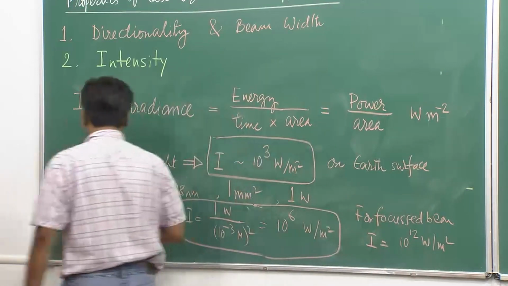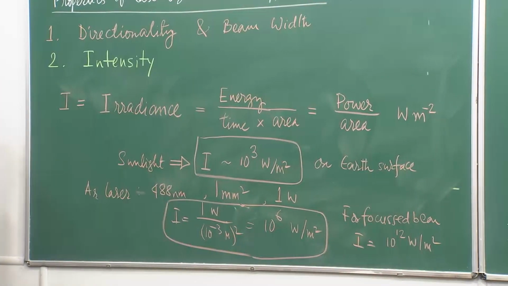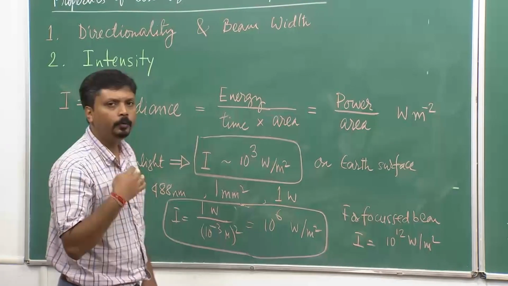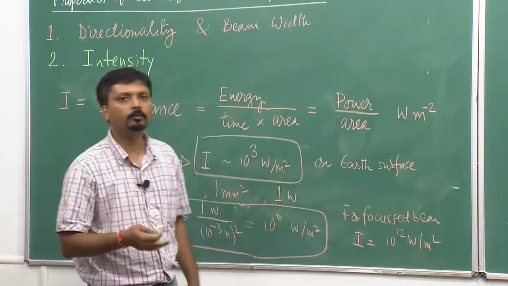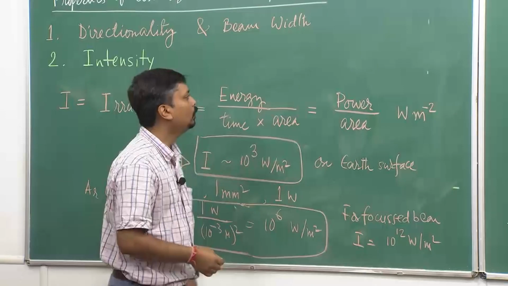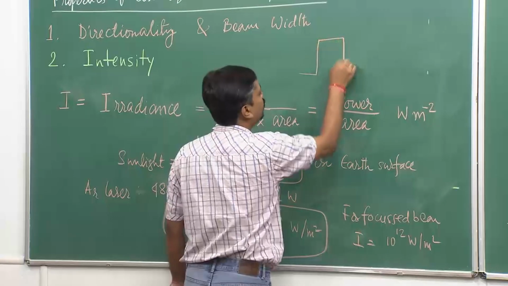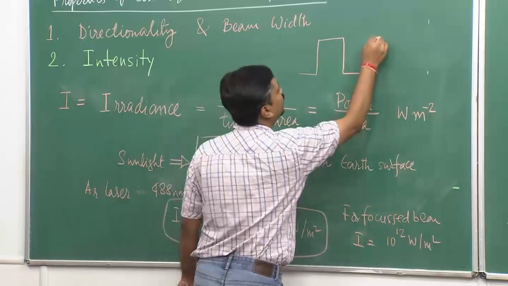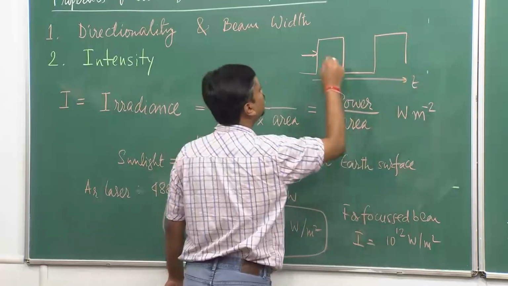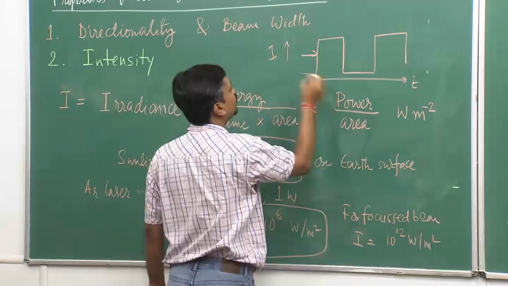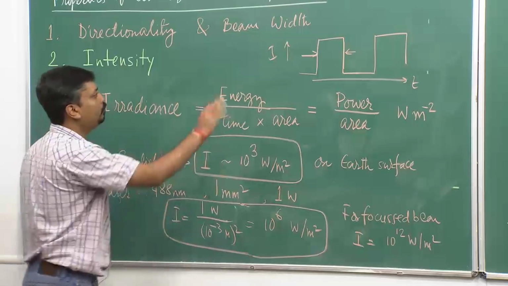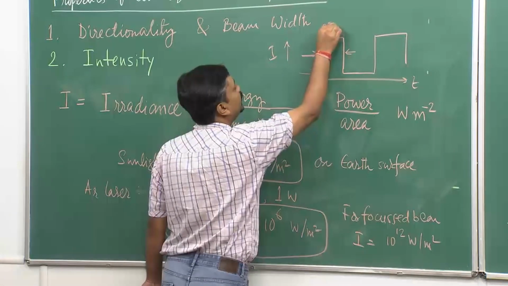If we consider something like a ruby laser, which is a pulse laser having a pulse width of 25 nanosecond. Next class we will probably talk about some of these, like pulse width and all. I have probably mentioned it earlier. If the light comes in pulses, and this is my time axis and this is the intensity, then this width is my pulse width. For ruby laser it is 25 nanosecond.